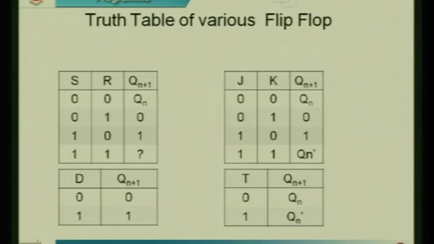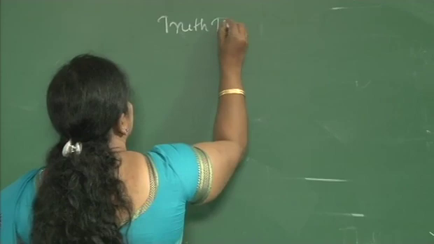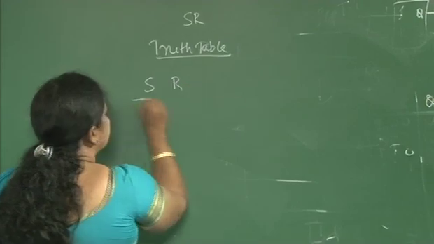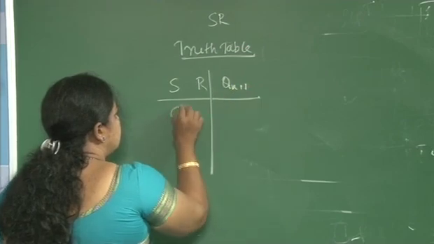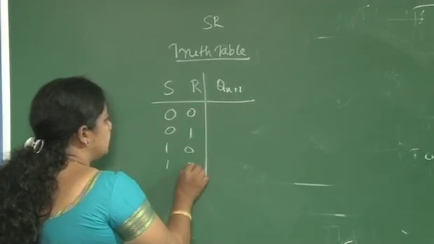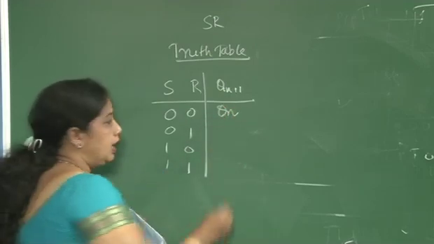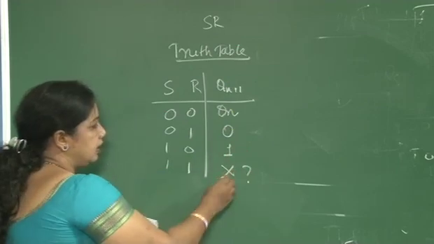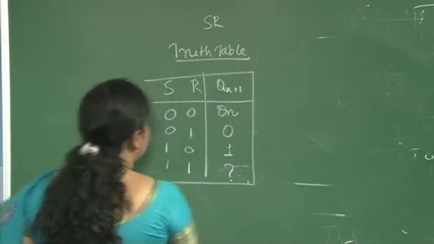We have already discussed the truth table of various flip-flops. We will now write the truth table of the SR flip-flop. S and R are the inputs, with output Qn plus 1. We have 4 combinations here, since 2 inputs give 4 combinations: 00, 01, 10, 11. So no change condition, then reset condition, set condition, and indeterminate condition. Either I can write this as X or a question mark. So this was the SR truth table.